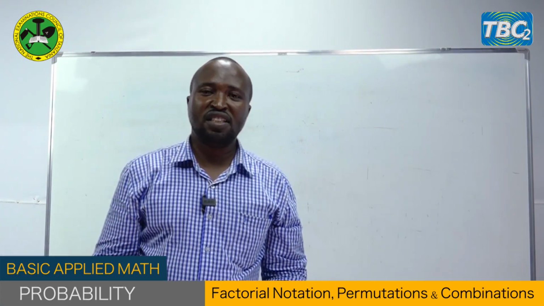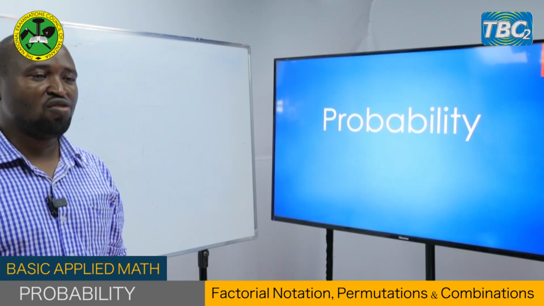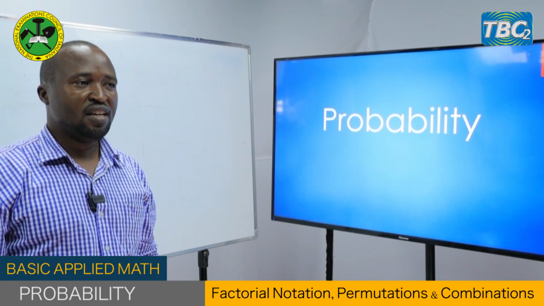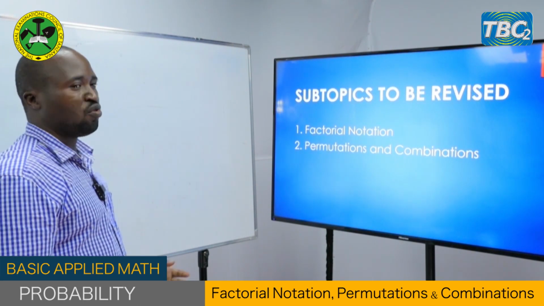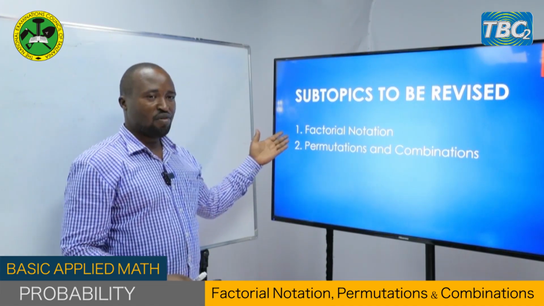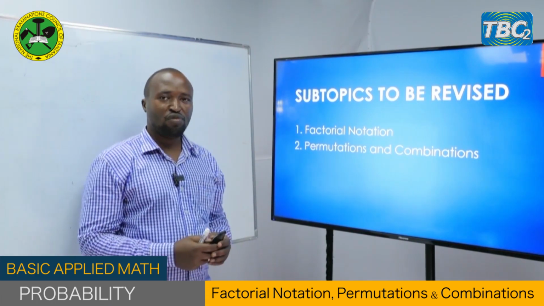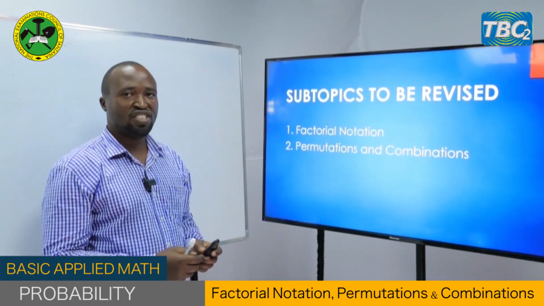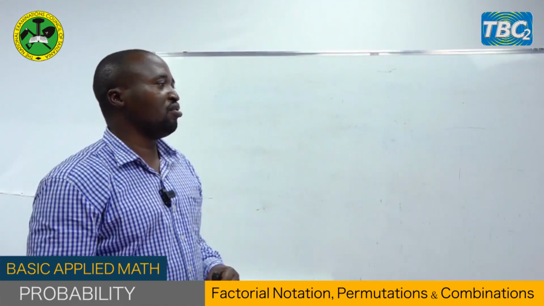In this part of the presentation, we are going to share the revised questions in the topic of probability. Specifically, we are going to revise the following subtopics. Number 1, we have factorial notation. And number 2, we have permutations and combinations. Now, let us start with factorial notation.